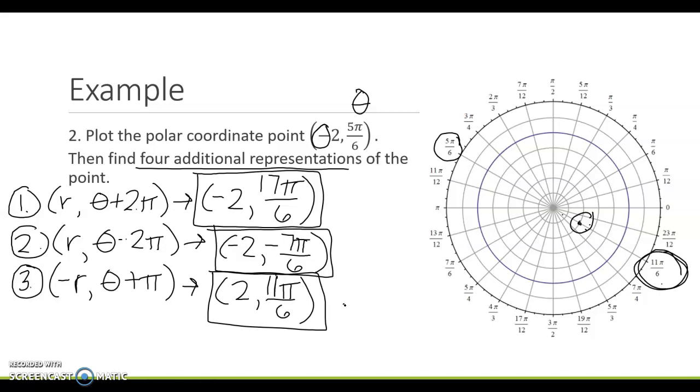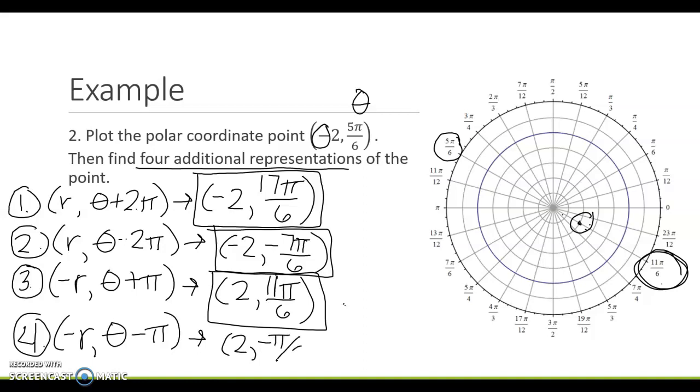So there's that point. And last one, negate my r value again. This time subtract pi. So I get a positive 2 again, and I get negative pi over 6, which again, that should make sense. Negative pi over 6, if this is my polar axis, that would put me at that 11 pi over 6.